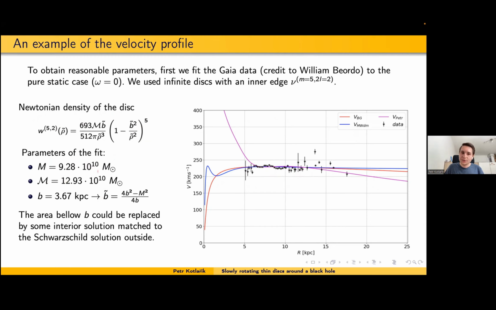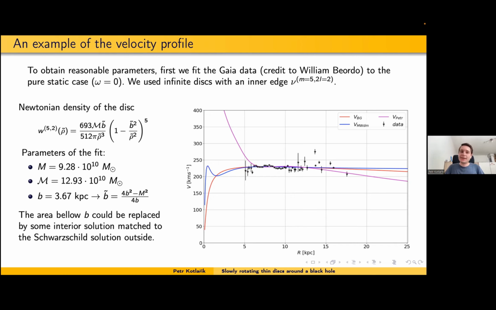And of course, if you take a look at the mass of what's supposed to be the black hole, it's way too big to really be a black hole inside the galaxy. Instead, we can interpret it as a bulge, because a bulge is supposed to be also, let's say, spherically symmetric. So we could, in principle, replace the black hole with some suitable interior solution, which is outside just the Schwarzschild one, to also fix this part of the rotation curve.